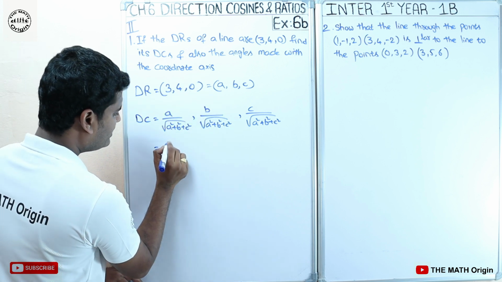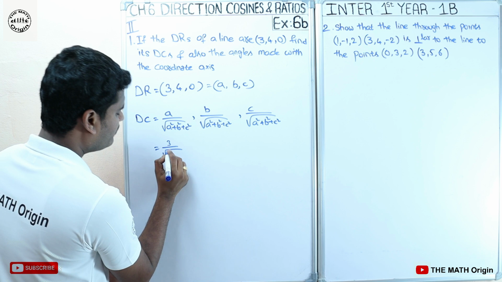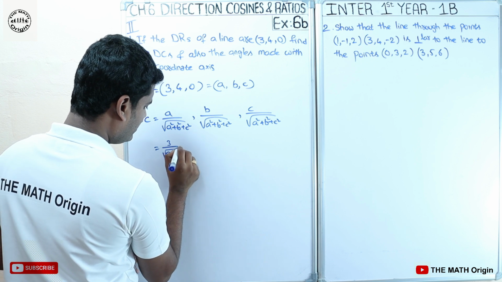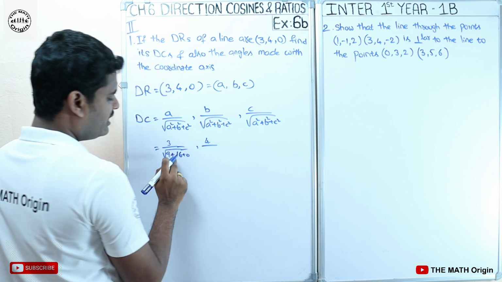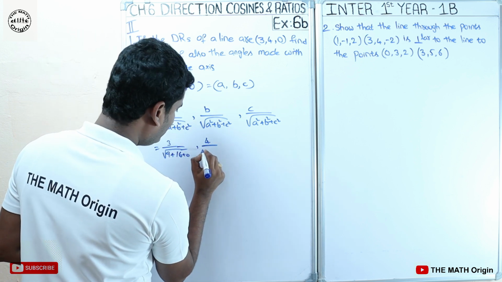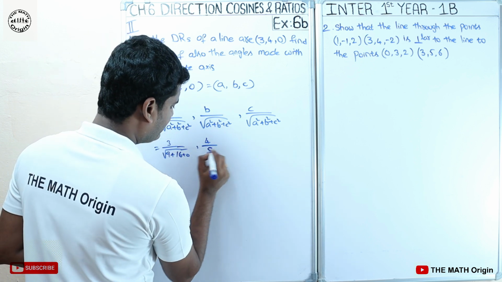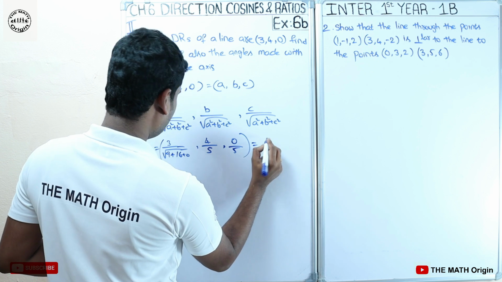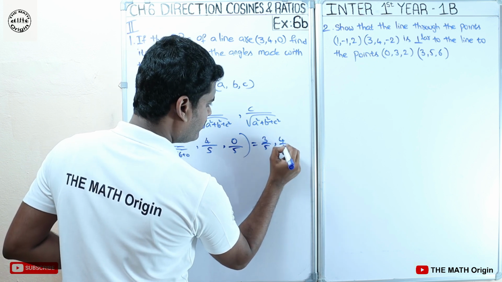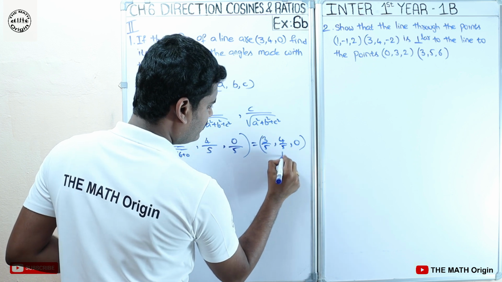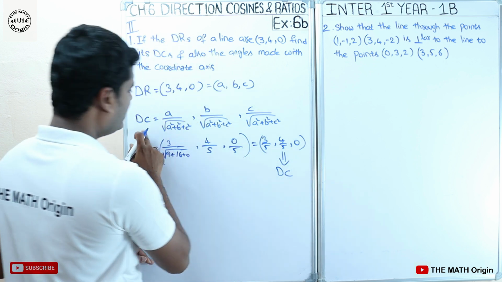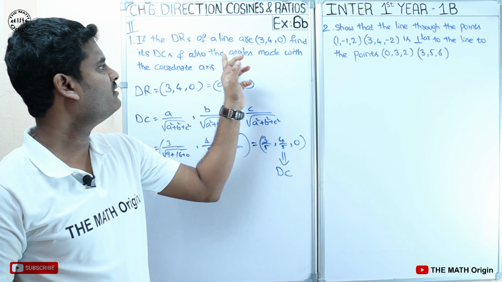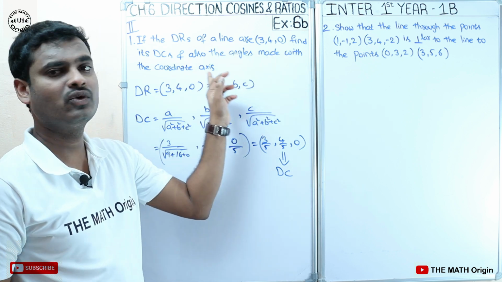Here a is 3, so 3 by root of a square: 3 3s are 9, plus 4 4s are 16, plus 0. Next, 9 plus 16 is 25. Root 25 is 5. Next, 0 by 5 is also 0. Therefore this equals 3 by 5, 4 by 5, comma 0. These are the DCs. The direction cosines are 3 by 5, 4 by 5 and 0. And also find the angles made with the coordinate axis.